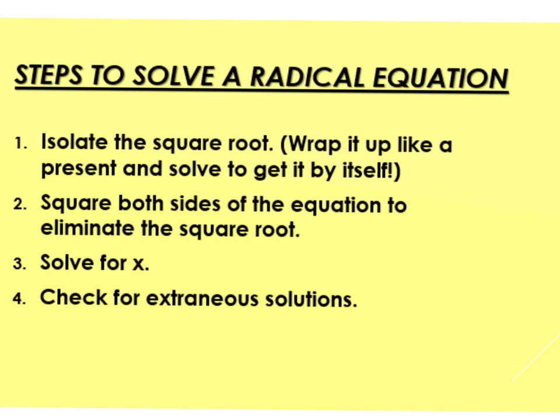In this video, we will continue to work on solving radical equations. Now, the steps to solve a radical equation are that you're going to isolate the square root, and we're going to focus on wrapping it up like a present and solving it by itself. Then you're going to square both sides of the equation to eliminate the square root, solve for x, and check for extraneous solutions.